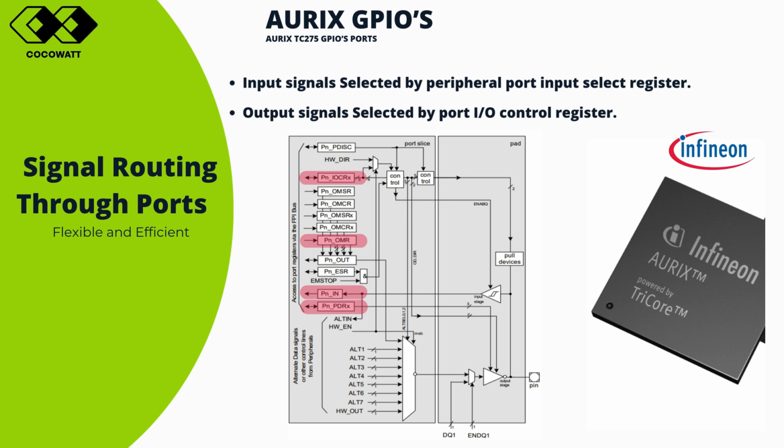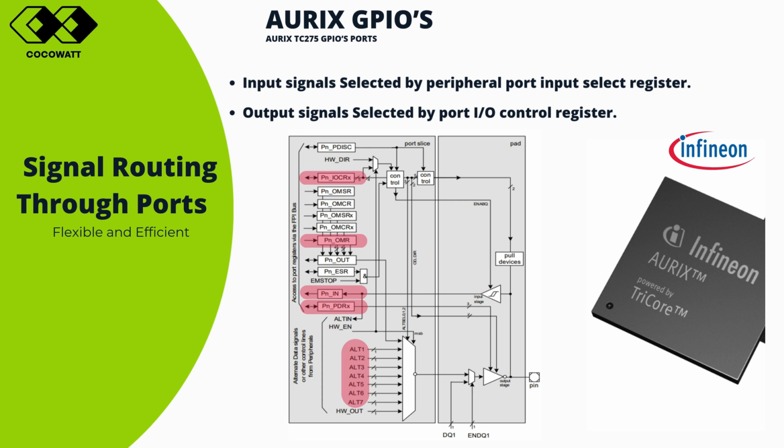For example, let's say you want to output a PWM signal to control a motor speed. You would set alternate 1 in the POMR register, which is the port I/O control register, to output PWM. Alternatively, you could set alt2 to output a SPI clock signal.